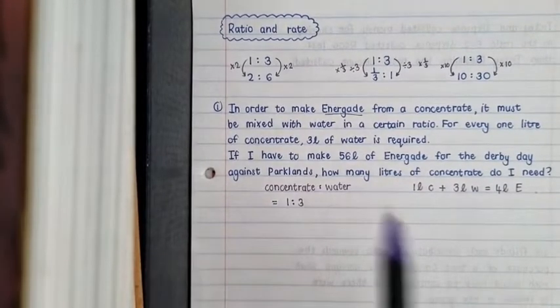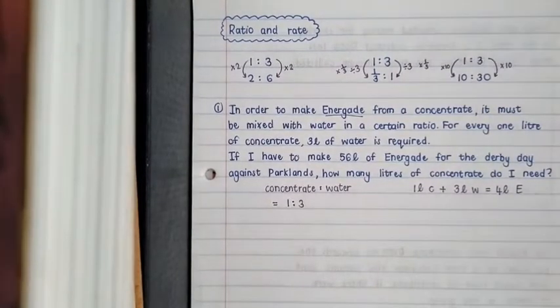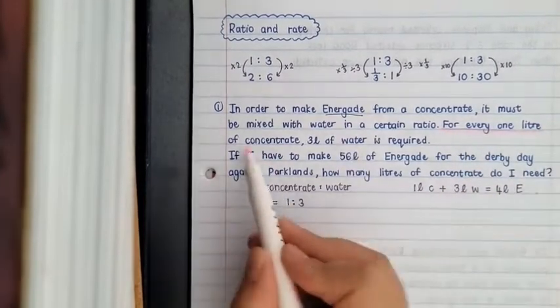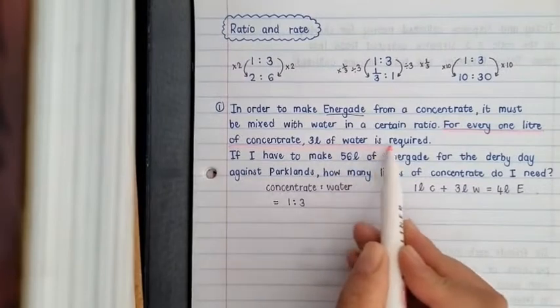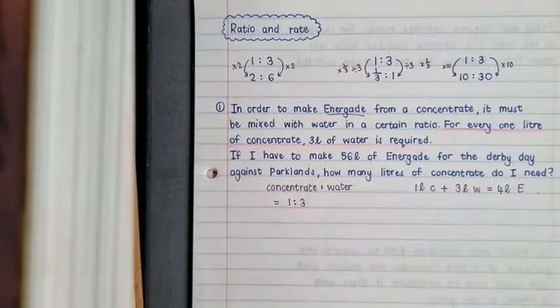Like I said, I'm actually going to just use a highlighter here. I'm just going to underline this sentence: for every 1 liter of concentrate, 3 liters of water is required. So that is what we're getting from that sentence, that ratio 1 to 3.